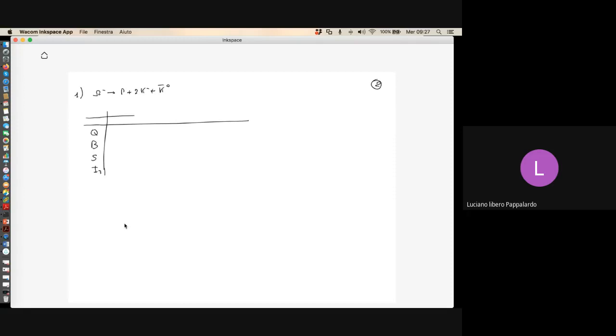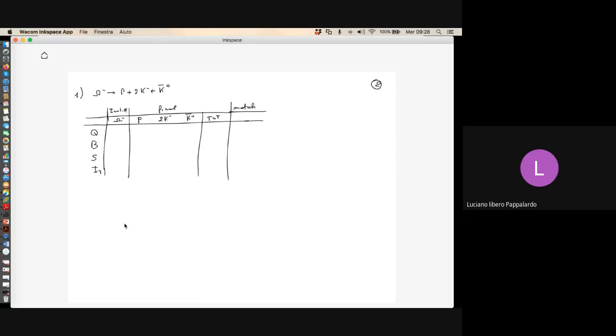Now here we have the initial state, where we have our omega minus, and then here we have the final state, where we have, in this case, the proton, the 2 K minus, and the K0 bar. And then we can also take the total quantum numbers for the final state. And then we can even check if there is a match or not.